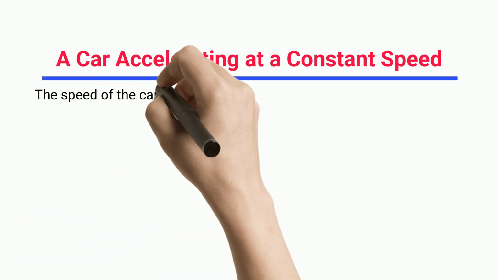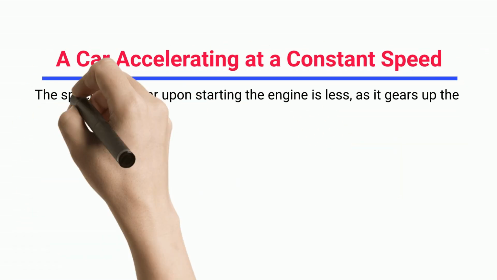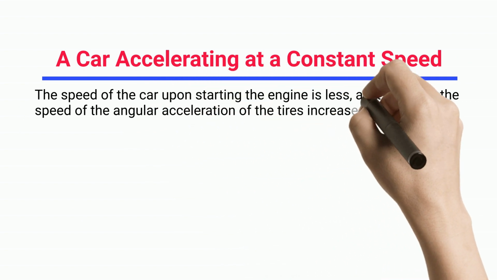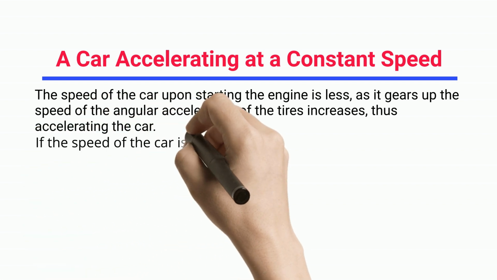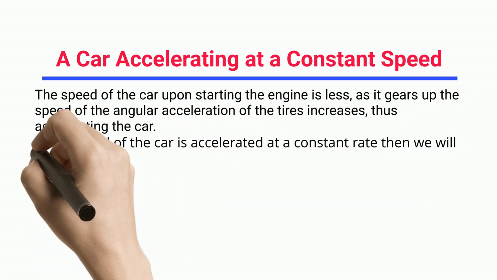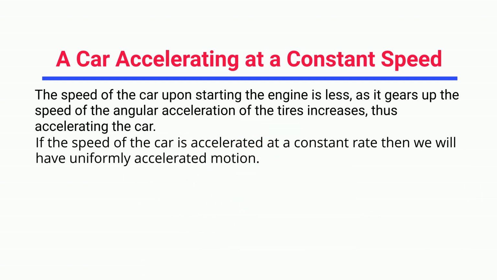A car accelerating at a constant speed. The speed of the car upon starting the engine is less, as it gears up. The speed of the angular acceleration of the tires increases, thus accelerating the car. If the speed of the car is accelerated at a constant rate, then we will have uniformly accelerated motion.